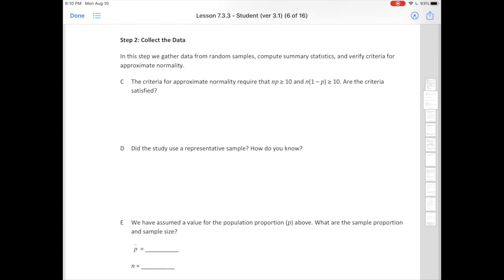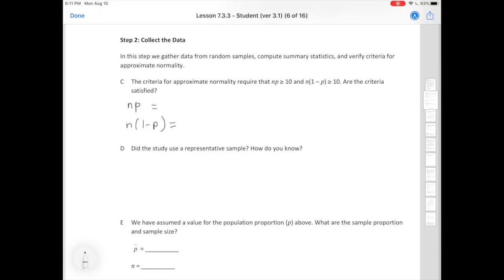So step 2, collect the data. In this step, we gather data from random samples, compute summary statistics, and verify criteria for approximate normality. The criteria for approximate normality require that n times p is greater than or equal to 10, and n times 1 minus p is greater than or equal to 10. Are the criteria satisfied? So what is n times p, and what is n times 1 minus p? We're going to need our calculators for this part.